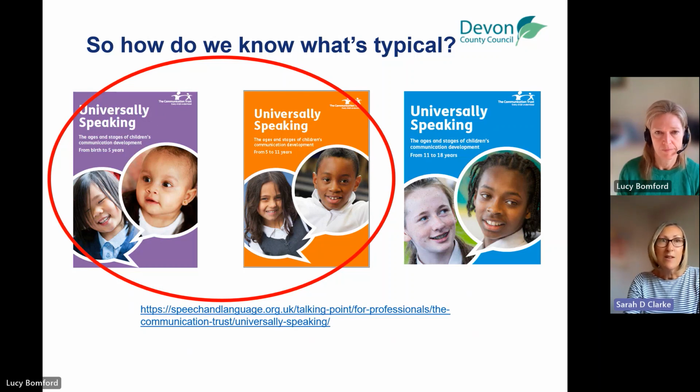The purple booklet that you can see on the screen looks at children's development from 0 to 5, and the orange booklet focuses on the 5 to 11s. You can download electronic copies or you can order hard copies free from Speech and Language UK.